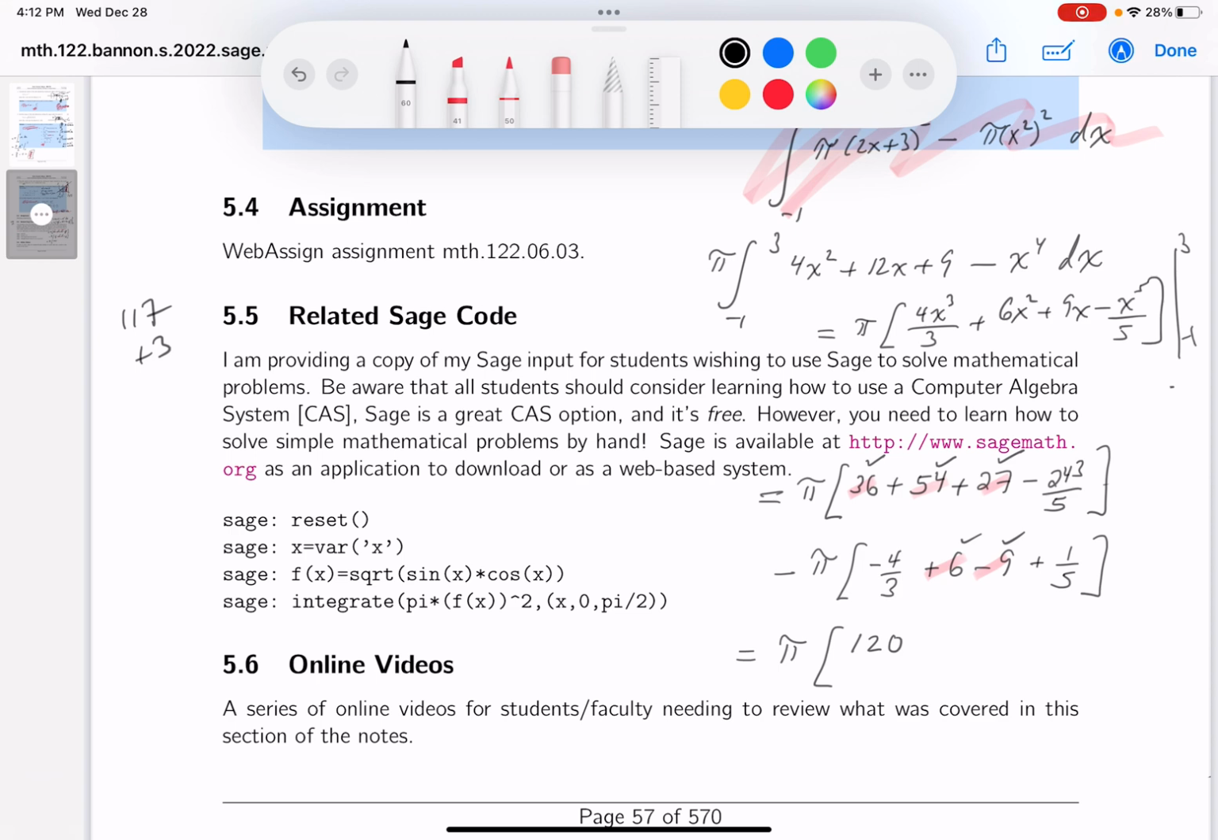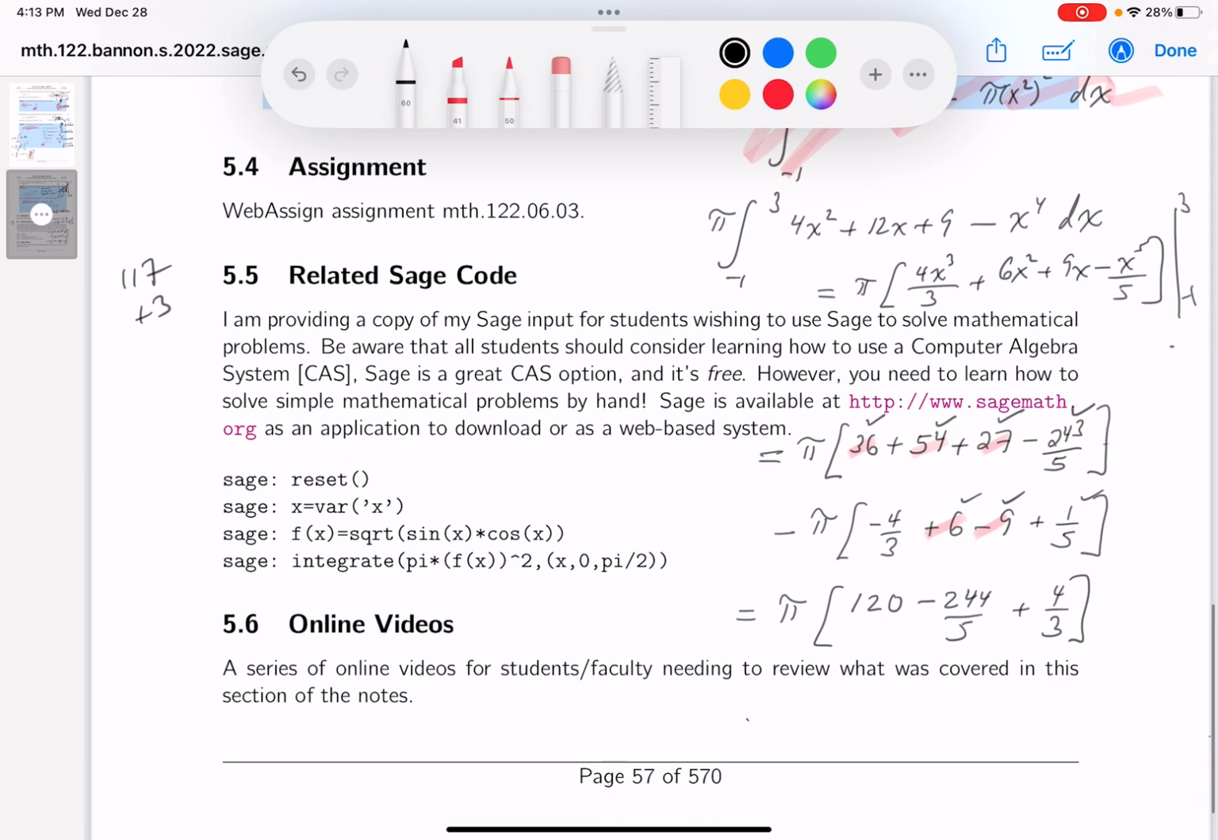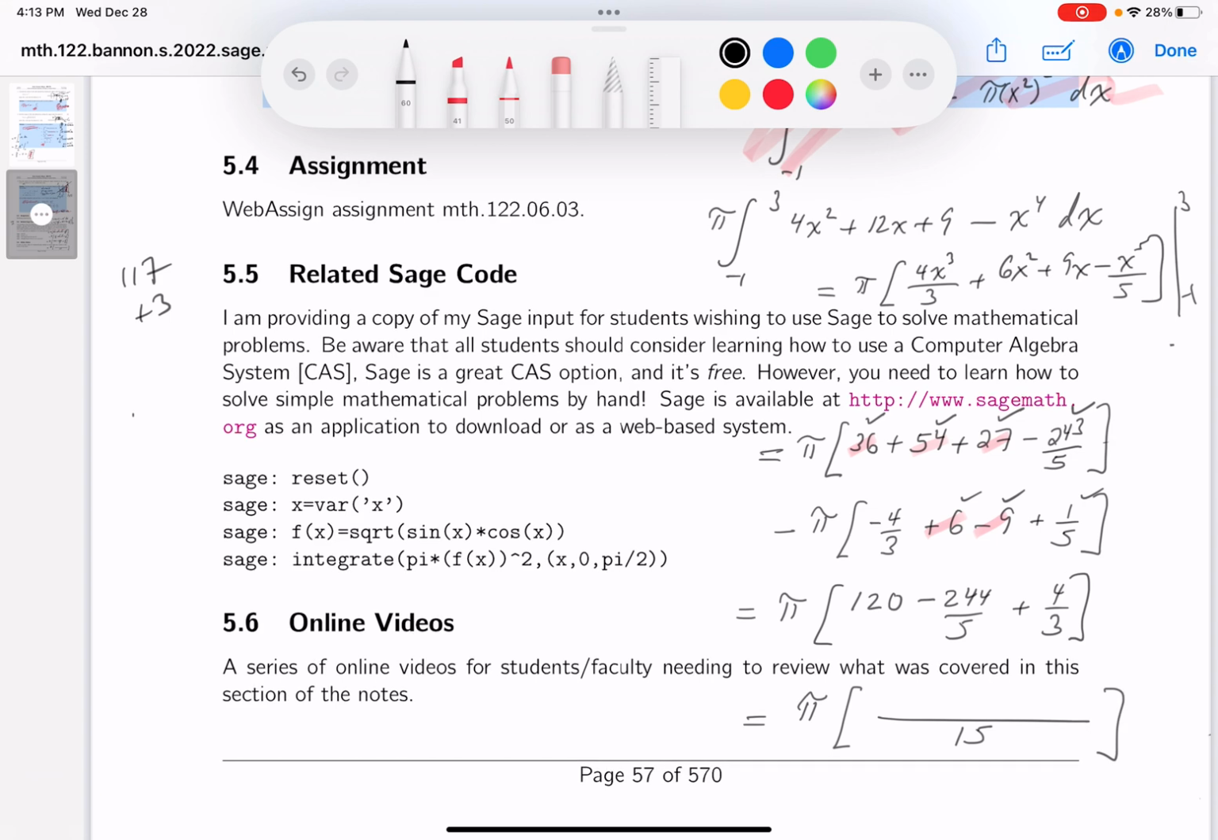Now let's do the fractions. I got minus 243 over 5 minus 1/5, which is minus 244 fifths. And then I get plus 4/3. All right, let's do the arithmetic. And what do you get? Pi, 15. Let's do 15 times 120. That's 1,200. 10 times 120 is 1,200. And then 5 times 120 is 600. That's 1,800.